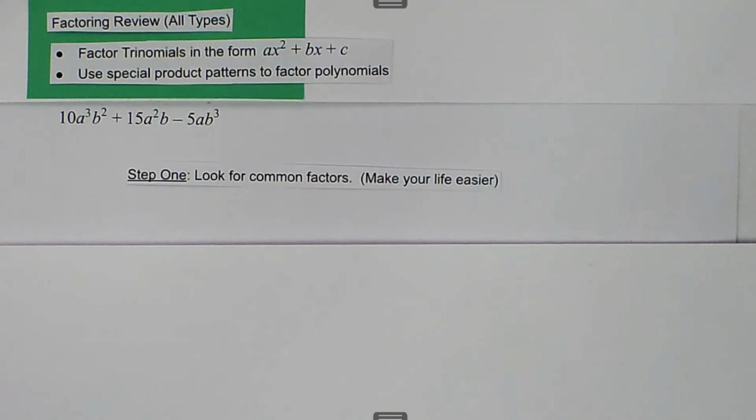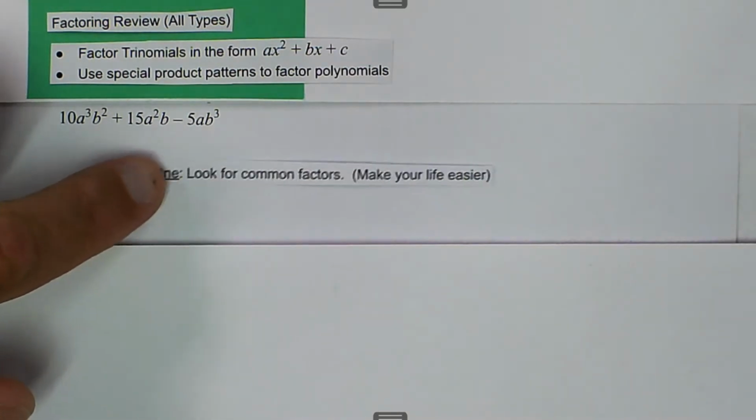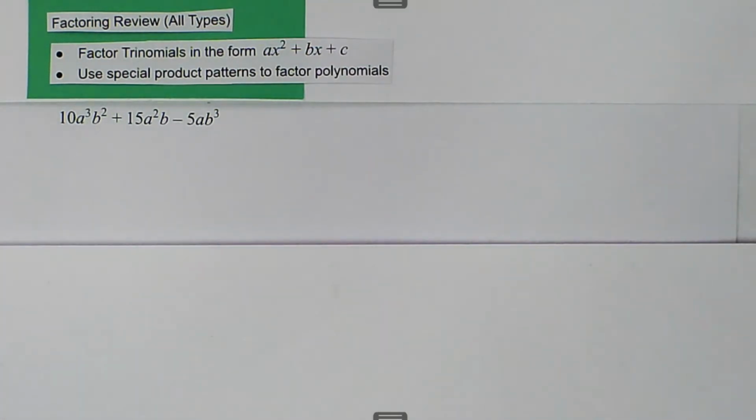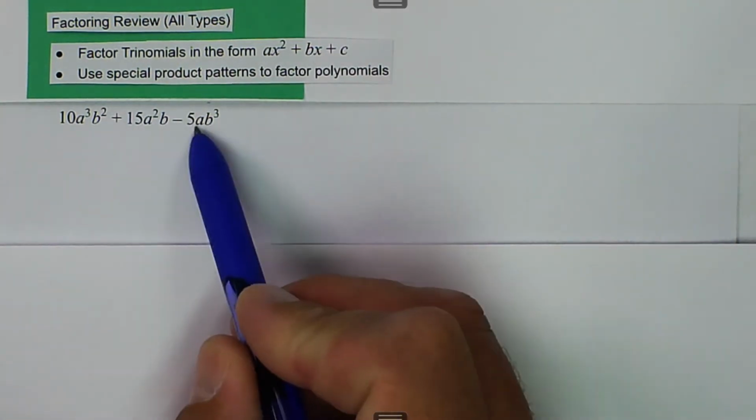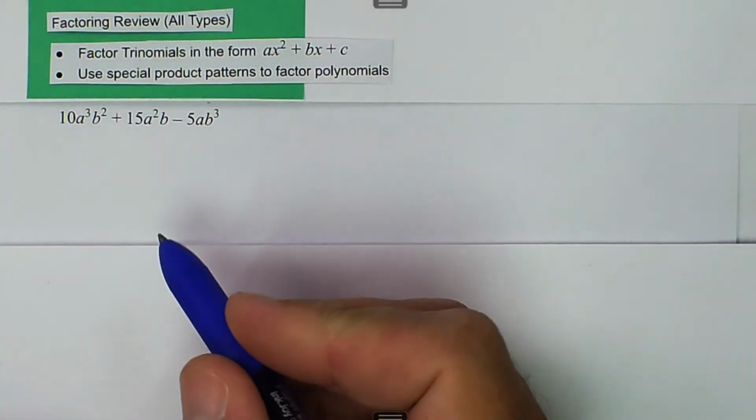We were talking about different types of factoring, and we want to be able to factor trinomials in the form ax squared plus bx plus c, and we want to use special product patterns to factor polynomials. But whenever we're doing any factoring, the first step is we want to look for common factors. So that will be the easiest way to factor as we go forward. So we're looking for common factors between the coefficients and the variables.